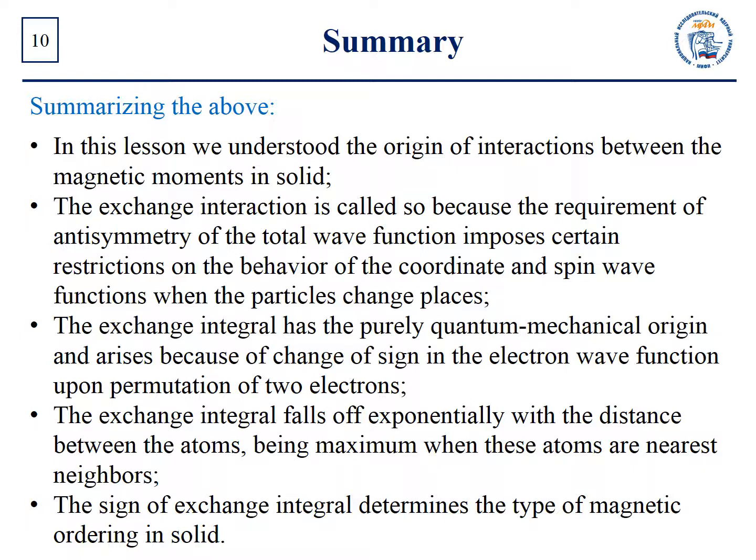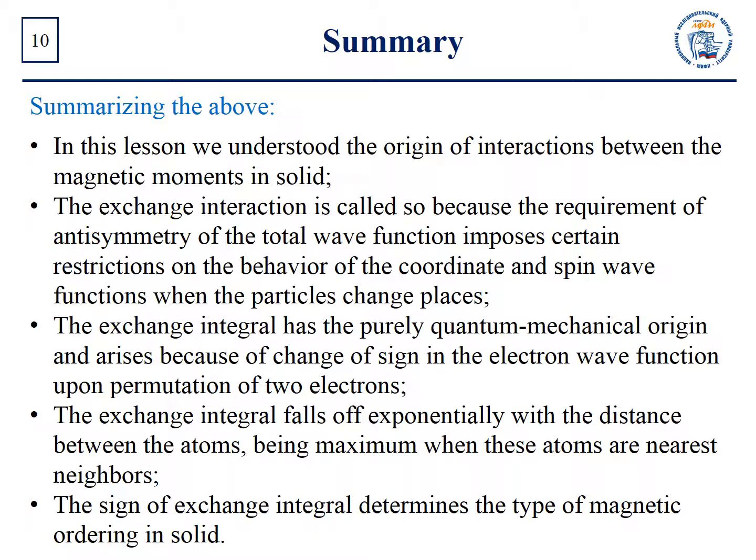In this lesson, we understood the quantum mechanical origin of interactions between the magnetic moments in solids. We saw that the relationship between coordinate and spin wave functions resulted in exchange interaction between two electrons localized on different atoms. The exchange interaction is called so because the requirement of antisymmetry of their total wave function imposes certain symmetry restrictions on the behavior of the coordinate and spin wave functions when the particles change places.